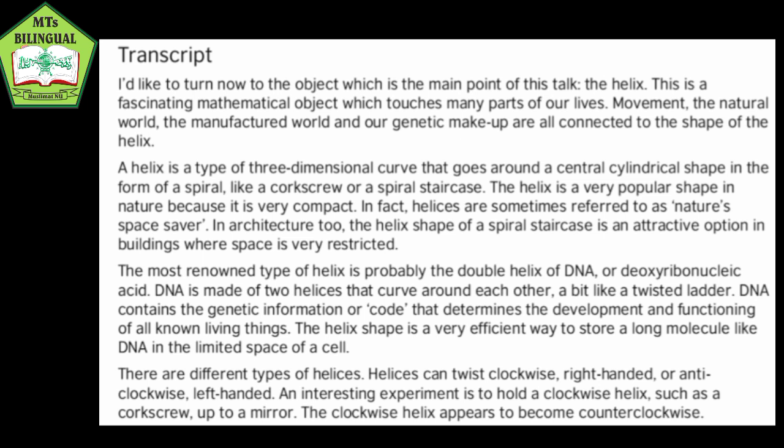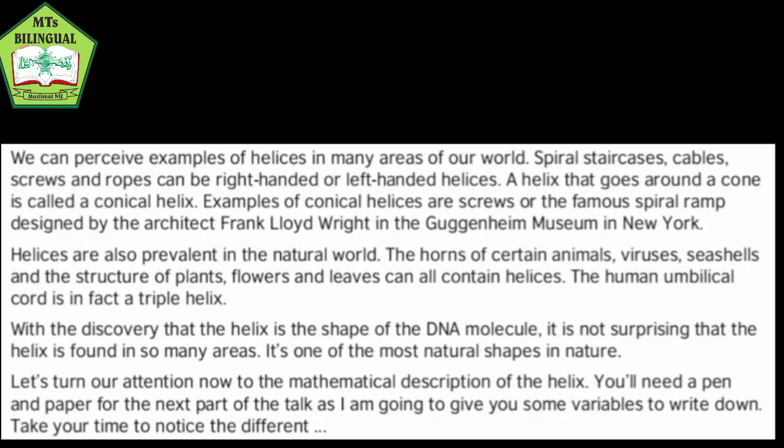There are different types of helices. Helices can twist clockwise, right-handed, or anti-clockwise, left-handed. An interesting experiment is to hold a clockwise helix, such as a corkscrew, up to a mirror. The clockwise helix appears to become counterclockwise. We can perceive examples of helices in many areas of our world.